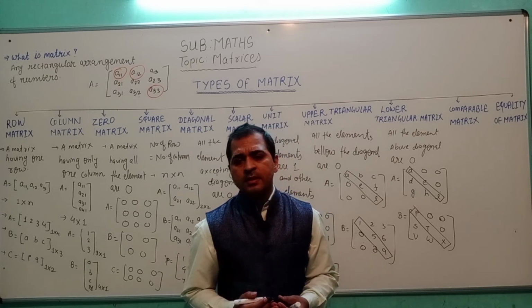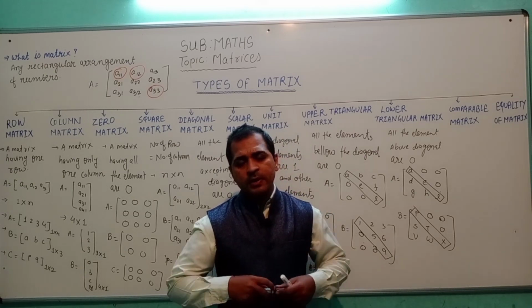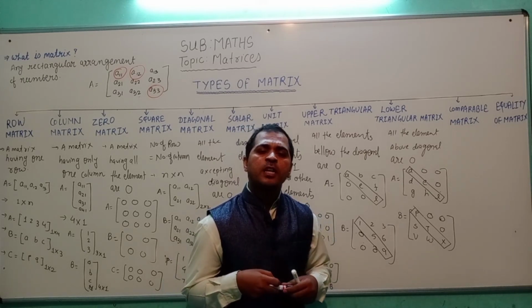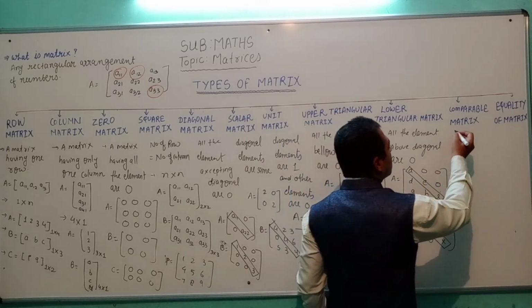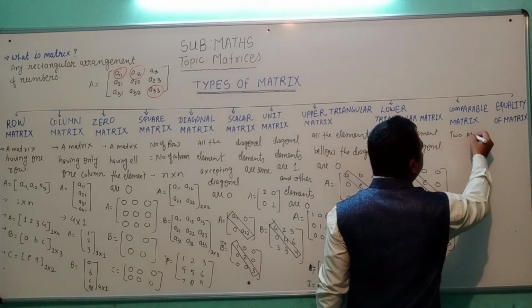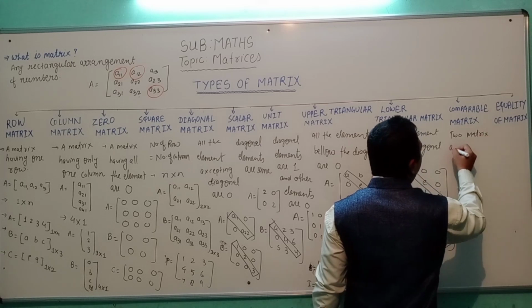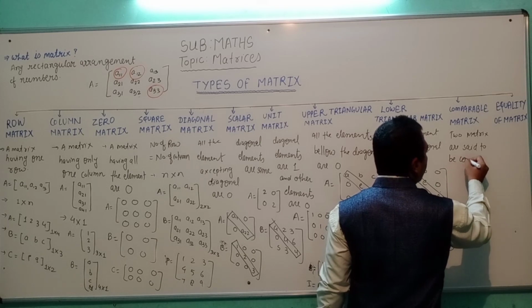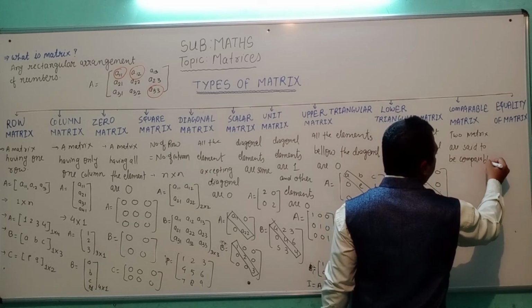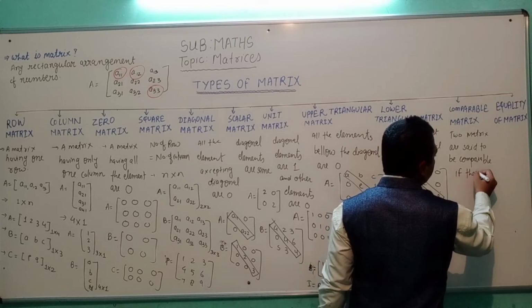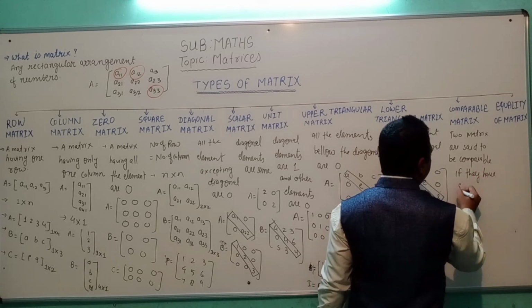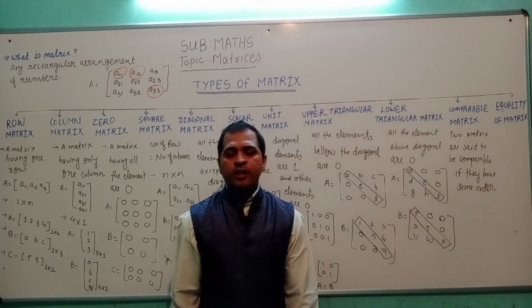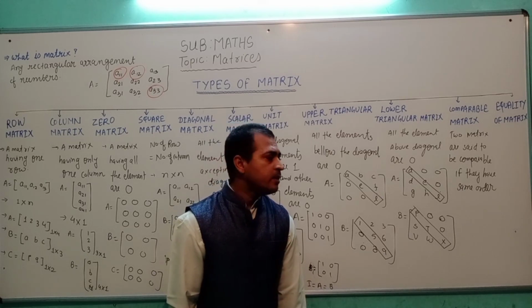Next is the comparable matrix. Two matrices are said to be comparable if they have the same order. Same order means, students, the numbers of columns and numbers of rows will be equal. Two matrices are said to be comparable matrices if they have the same order.